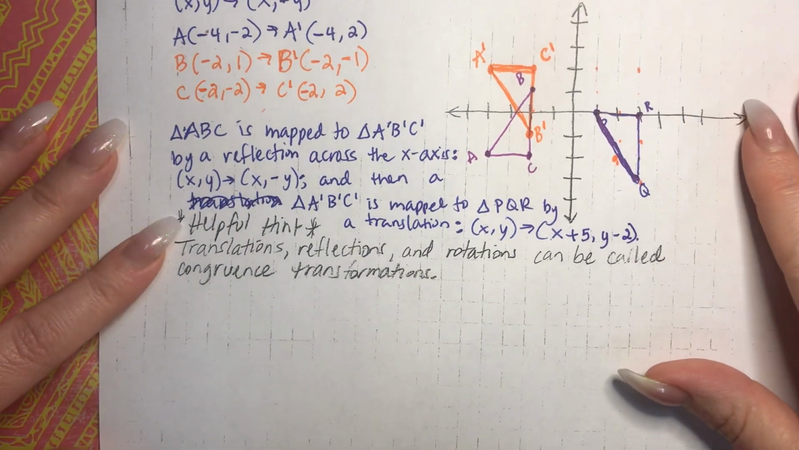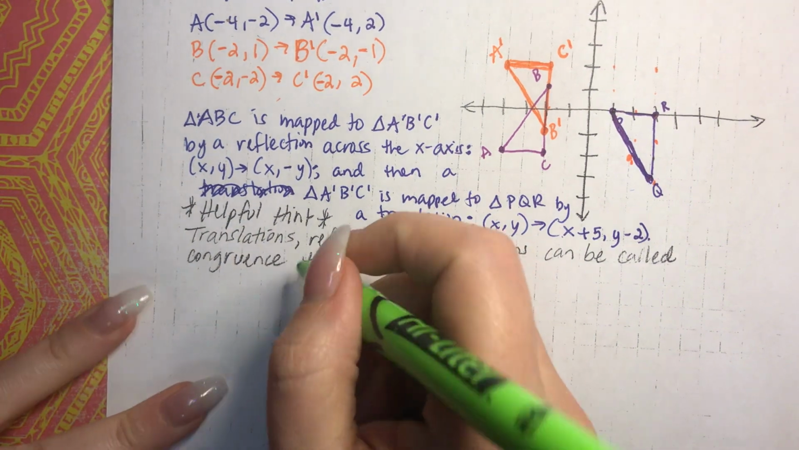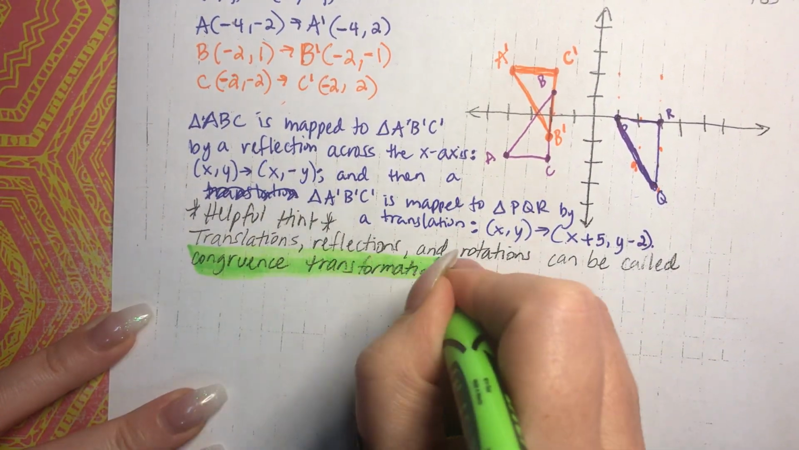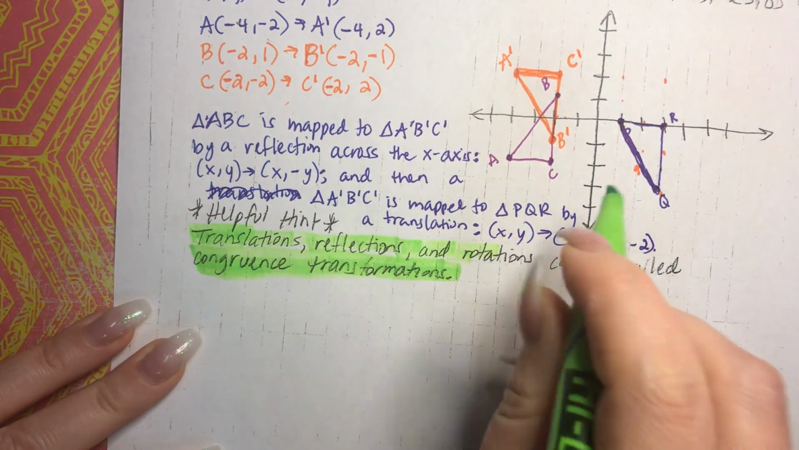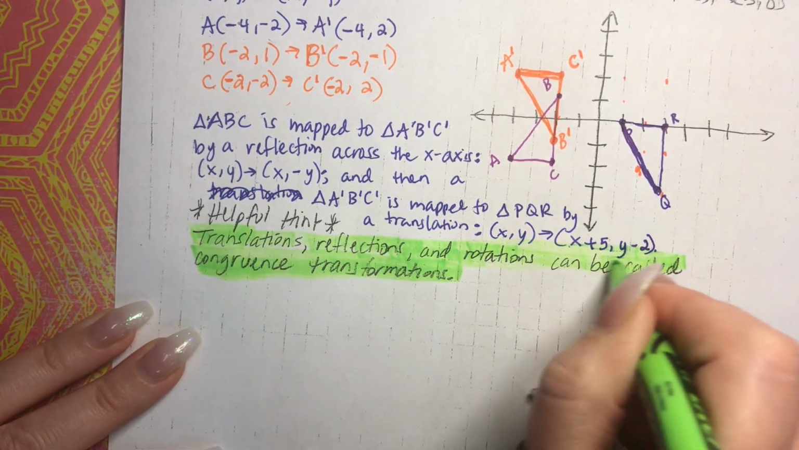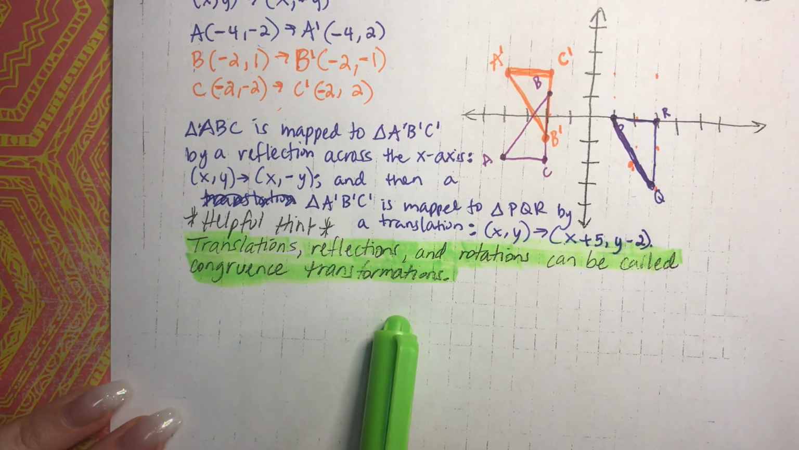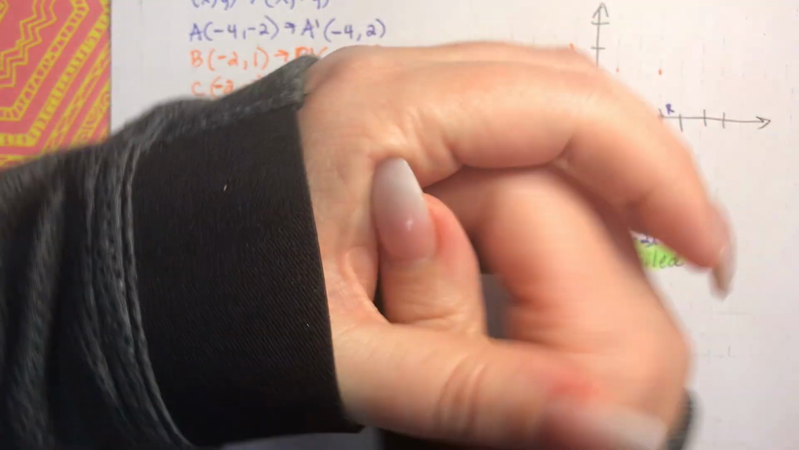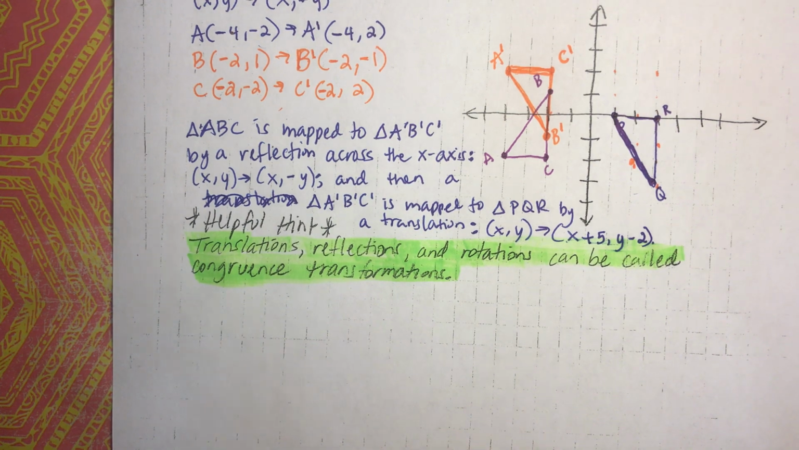All right, so a helpful hint: translations, reflections, and rotations can be called congruence transformations. Those are congruent because whatever you start with and whatever you end up with, those images are the same. Whenever something is rotated, reflected, translated, or any combination of those three, they are called congruence transformations. Do you remember which is the only one that's not? That is a dilation. With dilations, remember, you have something and it gets smaller, or it gets even bigger. So that's a dilation, which is not congruent.